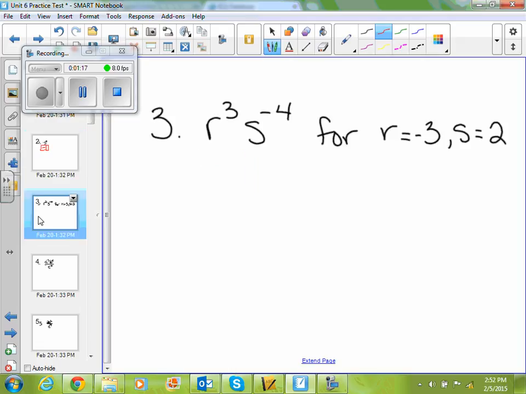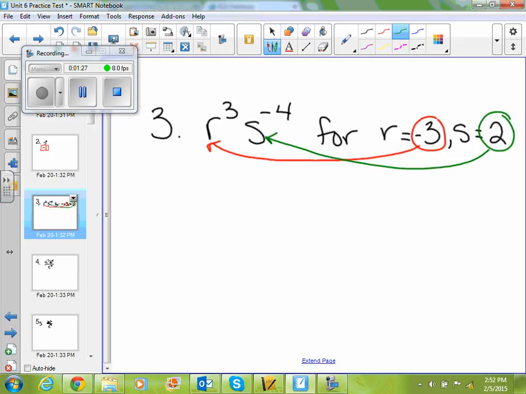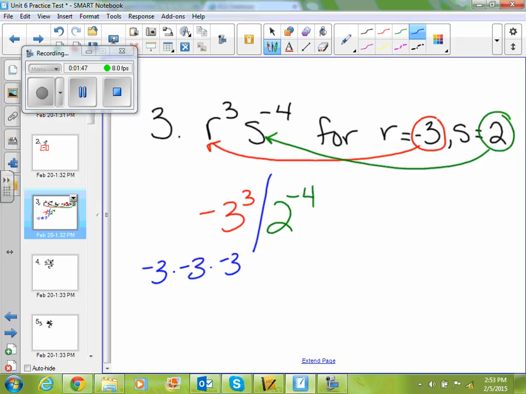Alright, r cubed s to the negative 4 for r equals negative 3 and for s equals 2. If I plug those in, I get negative 3 cubed, 2 to the negative 4. These are two separate problems, so we're going to solve them as such. Negative 3 cubed means negative 3 times negative 3 times negative 3. What is that? Negative 27.